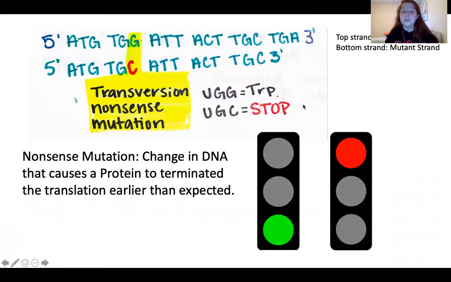Then I had the nonsense mutation, which is just changing the DNA in a way that causes translation to terminate earlier than expected. So it's a premature stop codon, like these traffic lights. You're driving and your light's green and then all of a sudden the light's red, so then you have to stop. You can't go any further. So I changed TGG to TGC, which is a transversion nonsense mutation, because transversion means it's an interchange of purines for pyrimidines, a 1-ring to a 2-ring structure, or a 2-ring to a 1-ring. So we get UGG, which is TRP, to UGC, which is a stop codon.